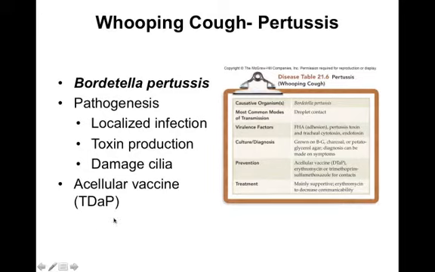But the good news is the Tdap vaccine, the P stands for pertussis, so it actually prevents this infection, so we don't see it very often in the United States. But you will still see it in a lot of third world countries.